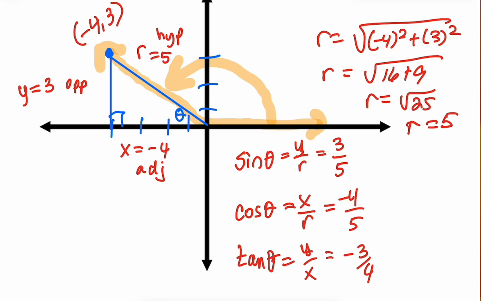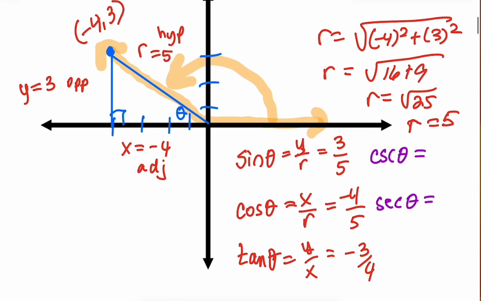Now, it's said to find the exact values of the 6 trig functions. So we got 3 more reciprocals to go. So remember, our reciprocal of sine is cosecant. The reciprocal of cosine is secant. The reciprocal of tangent is cotangent. So now we just get to flip over those fractions. And improper fractions are fine for this. Just make sure they're reduced. These ones didn't have to reduce. So this would be 5 over 3. This would be negative 5 over 4. This would be negative 4 over 3.